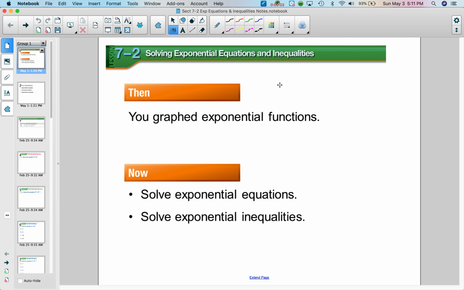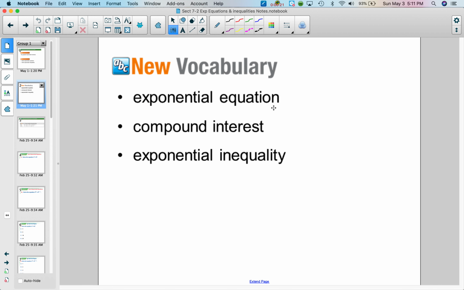We are starting section 7-2 today, solving exponential equations and inequalities. We're just going to be dealing with equations today. We've talked about how to graph an exponential function, and you know what it looks like compared to a linear function. So what we're going to do today is solve exponential equations. New vocabulary would be exponential equation, compound interest, and exponential inequalities that we're going to look at a different day.